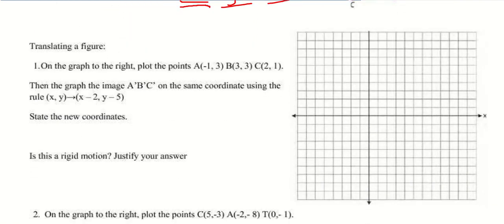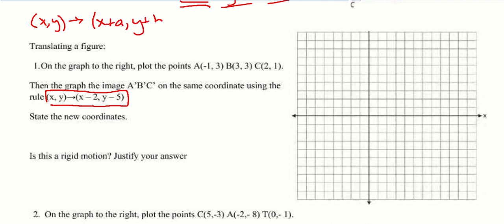Now, when you do a translation, one of the options for rules you'll see is written like this. I'm going to write (x, y) arrow, and I'm going to do x plus some number, we'll call it a, and y plus some number, we'll call it b. This a and b tells me how to shift left and right for the first number, because I'm affecting the x coordinate, or up and down where it's b, which affects the y coordinate.